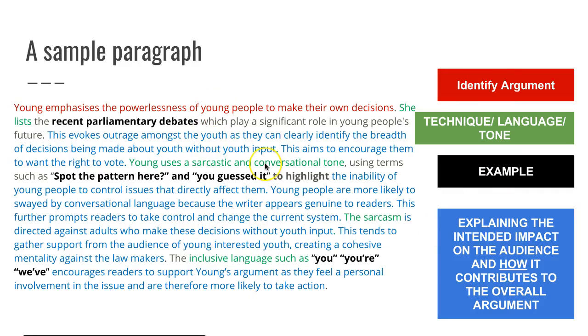And this is a sample paragraph, and I've colored these boxes over here because they are what is going on in each of the sections. So this one is for the article we've done this week. Young emphasizes the powerlessness of young people to make their own decisions. She lists, that's the technique, the recent parliamentary debates. And that's the example. So rather than listing like she did in the piece, she talked about the L to P plate, she talked about climate change policy. They've just said recent parliamentary debates. That is the example. There's no need for more information.